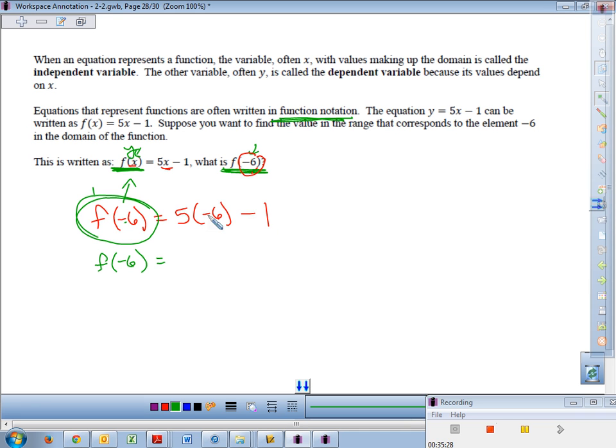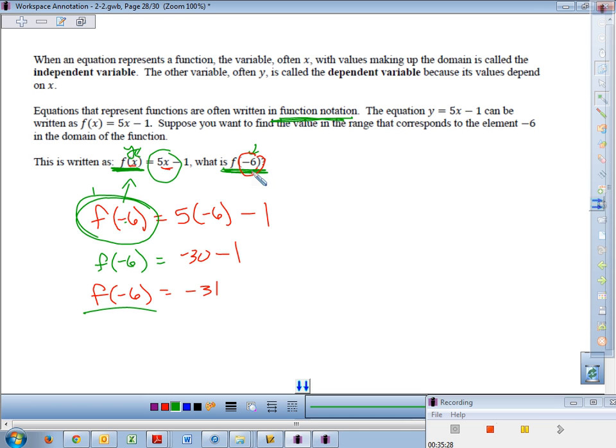Now we can simplify this over here. Isn't that nothing but numbers? What's 5 times negative 6? Negative 30 minus 1. See that? Then one more step down. f of negative 6 equals negative 31. What the heck does it mean? That the function evaluated at negative 6 would shoot out negative 31 for a y value, for your range element.